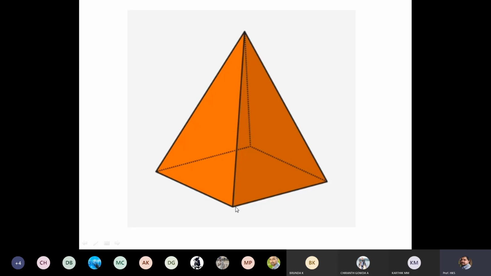Then what do you call these edges? This one, this, and this, and this. The ones at the bottom, in the base. Base edges. In the case of a prism also it is called a base edge, and here also it is called a base edge, whereas these lines are called slant edges.